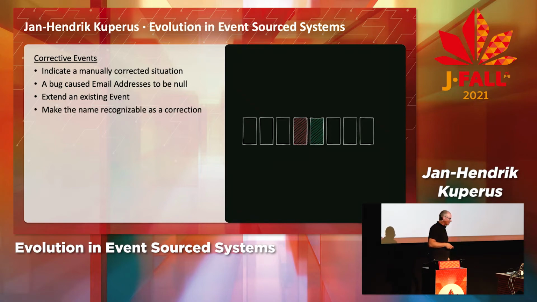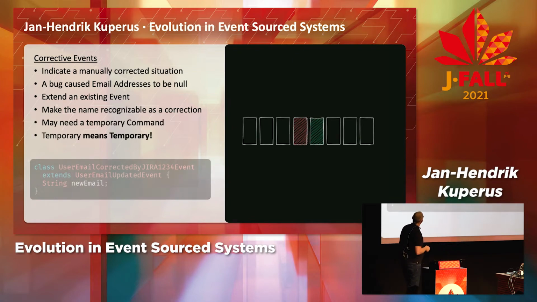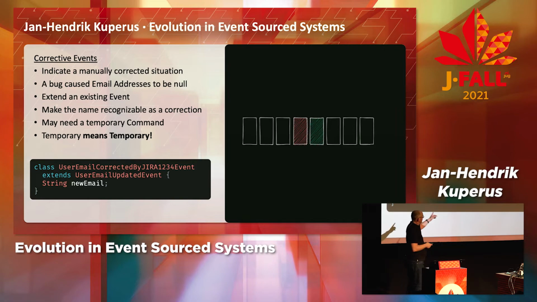Make the name recognizable, and usually we also do something in it. We tended to also put like an issue number in the name of the event so that whenever you're reading the event log for this, you would also be triggered like, oh, this is something special. All other events have no name or number in it, but this one is something special. And then you can find why this event exists. An important thing here is that if it's a temporary correction or a one-time correction, then also delete the command handling code again if you don't need it anymore.